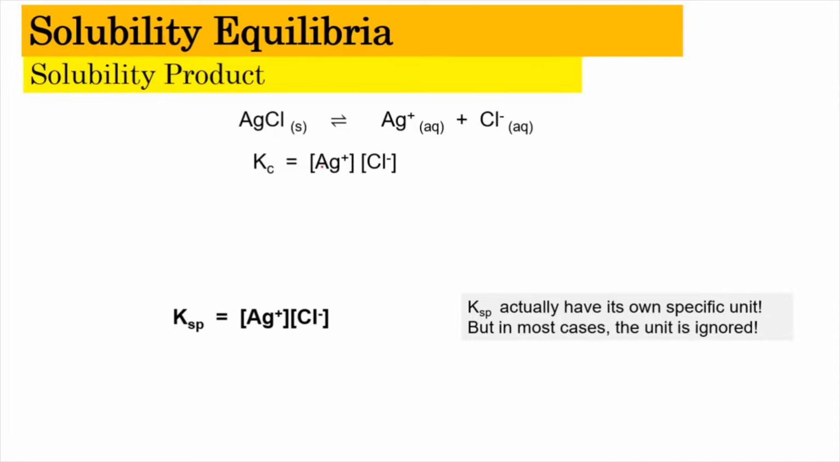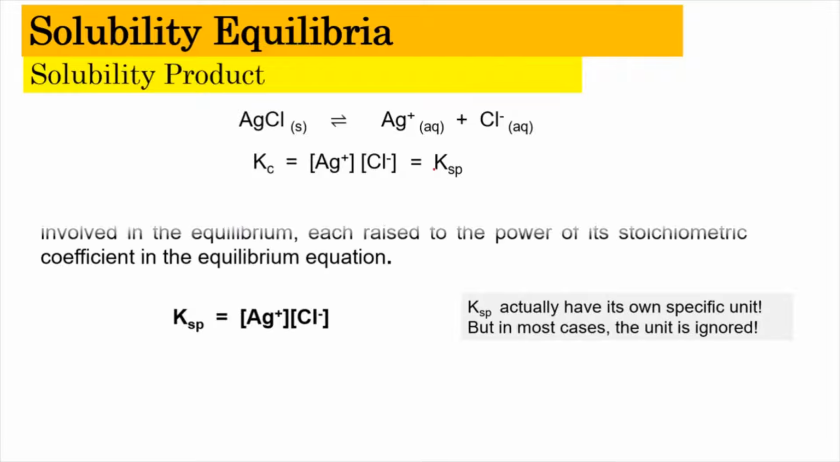It is equal to the concentration of the product, which is Ag plus, multiplied by the concentration of the other product here, with a stoichiometry of 1 and 1, so it's going to be to the power of 1 and then to the power of 1. And for the AgCl solid here, it will not be included inside the expression. And this Kc here is basically equal to the KSP.